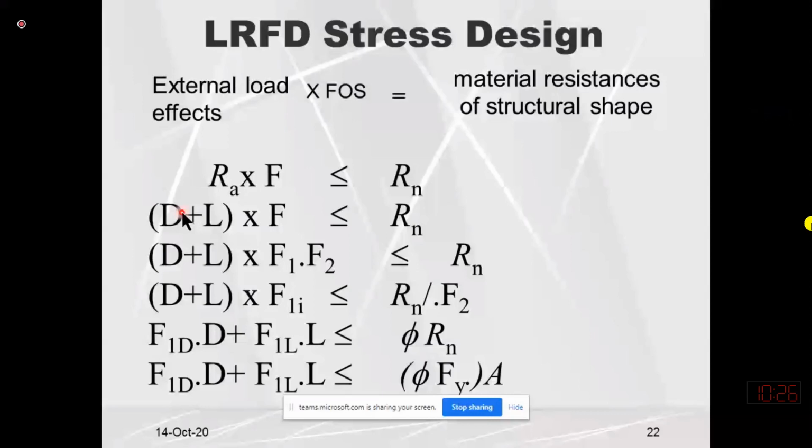There might be many other types of load, maybe earthquake load, wind load, but here for simplification I'm just explaining with dead load and live load. It means that applied load effect is a function of dead load and live load plus any other type of load. Actually, in LRFD, what we do is divide the factor of safety, or convert it into two parts.